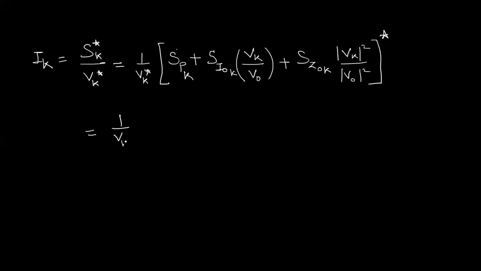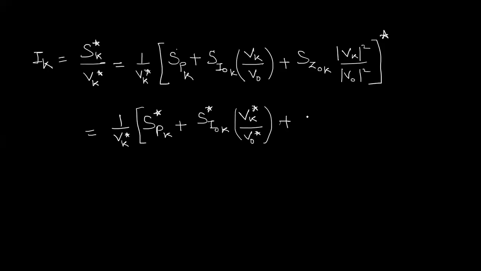So this is 1 by vk star. Since it is a conjugate, let us do the conjugate. So this is spk conjugate, then si0k conjugate, this is vk conjugate divided by v0 conjugate, plus z0k conjugate. This is just an absolute value, so this is vk square divided by v naught square.